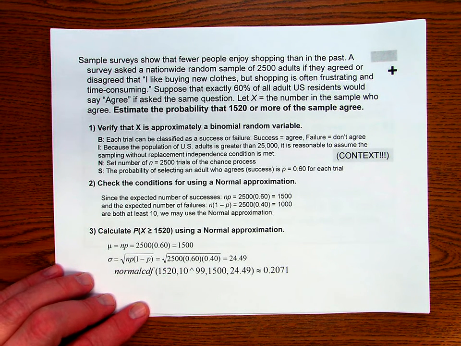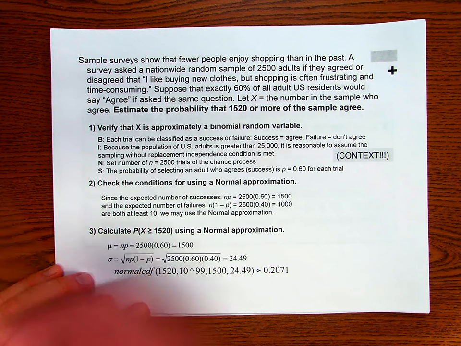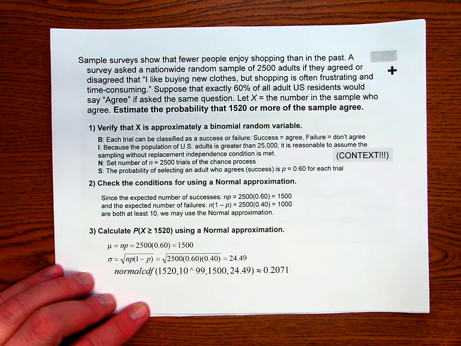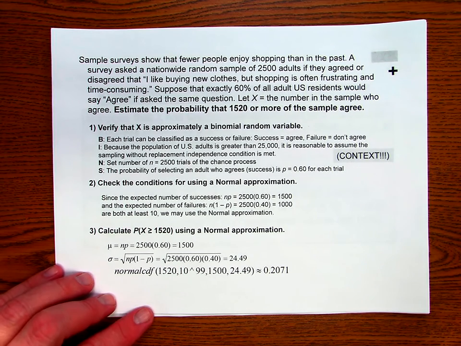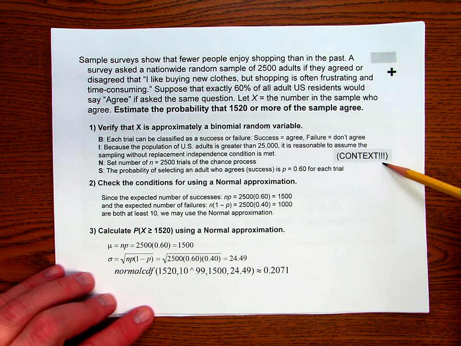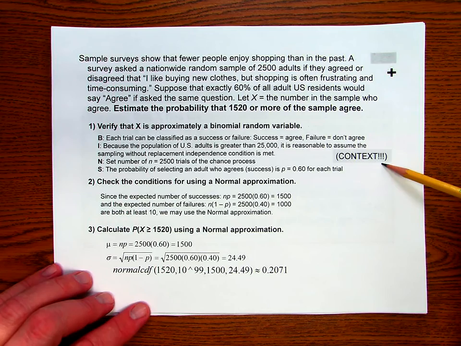Well, the first thing we're going to do is verify that this thing is binomial. And we already know what the rules are, the BINS, but what's an acceptable way to address it in context? Just listing the generic requirements is going to get you little or no credit whatsoever. So this is how you would word it.